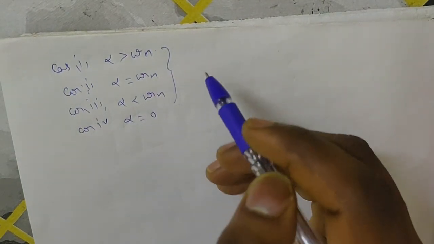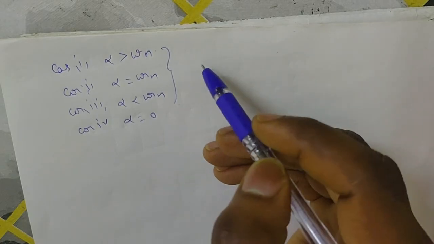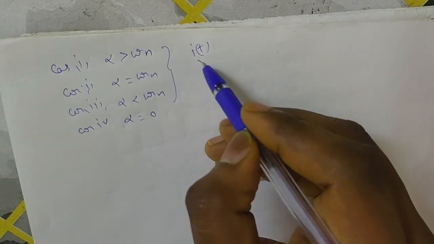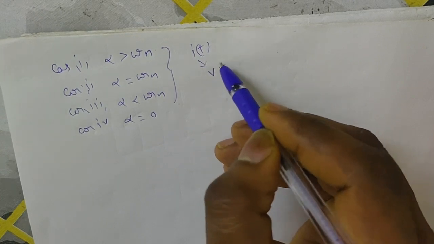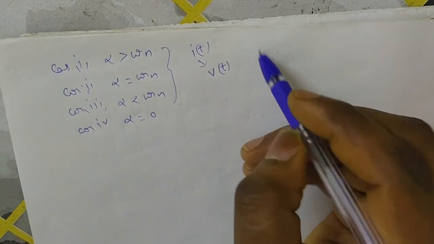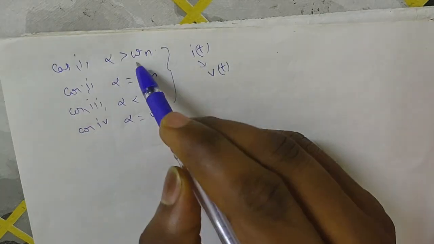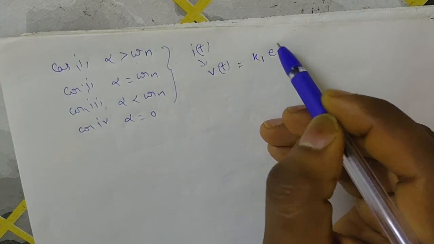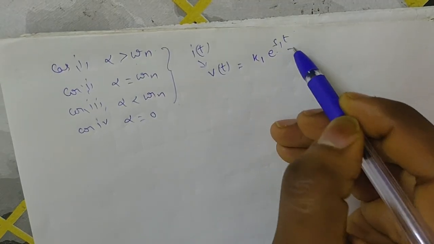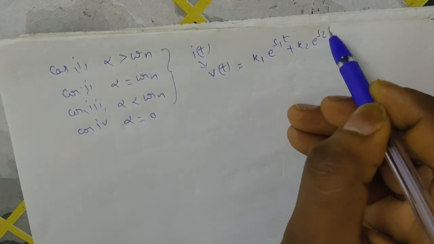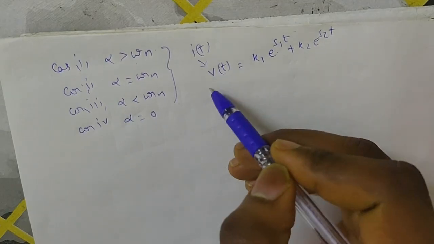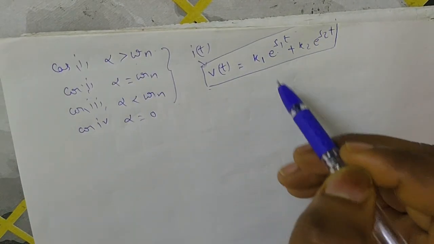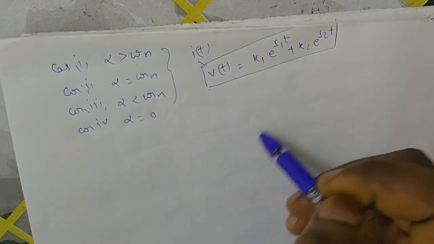The roots are the same and we can place them here, but in place of i of t, now we are finding v of t. Remaining all are similar. Whatever roots come here, we need to put them in v of t equal to k1 e power s1t plus k2 e power s2t. In this equation, if you put s1 and expand it, then we will get the transient response.